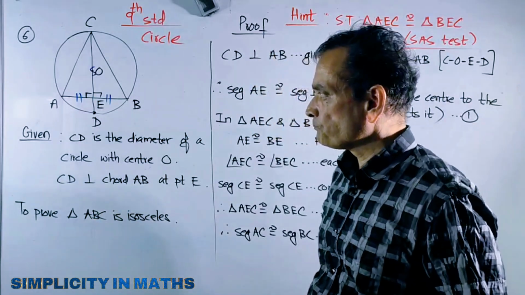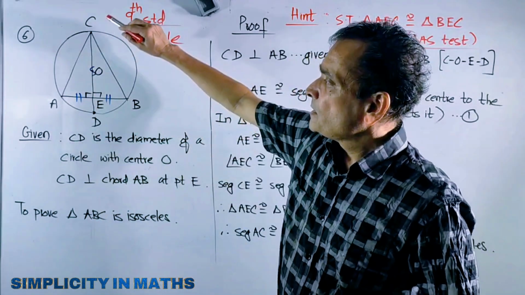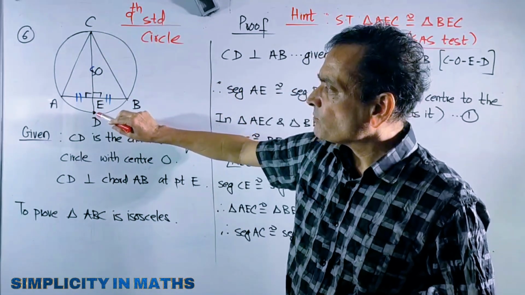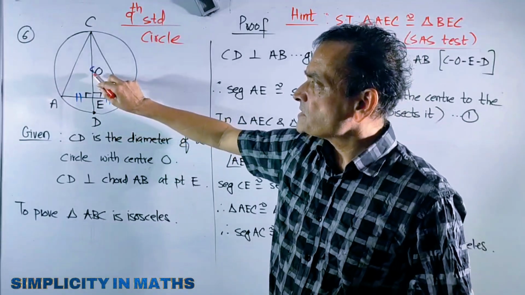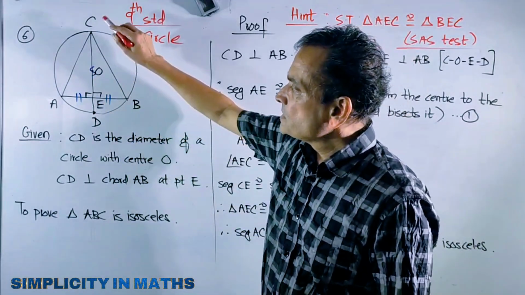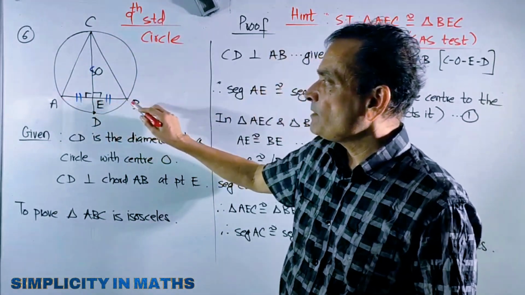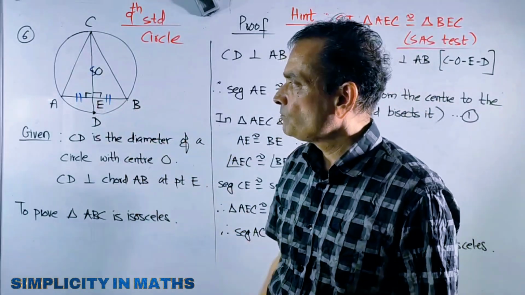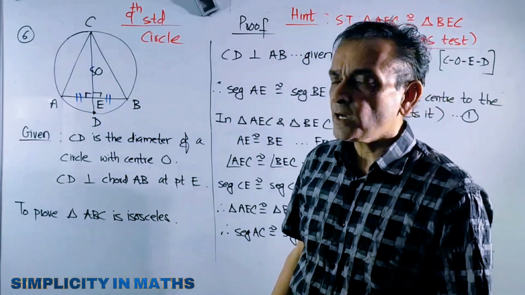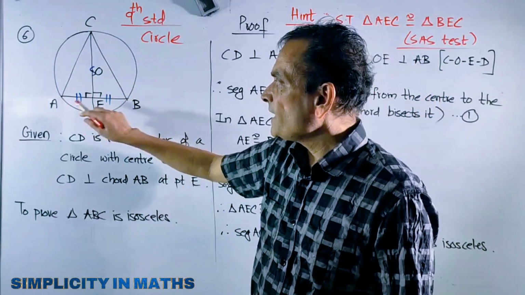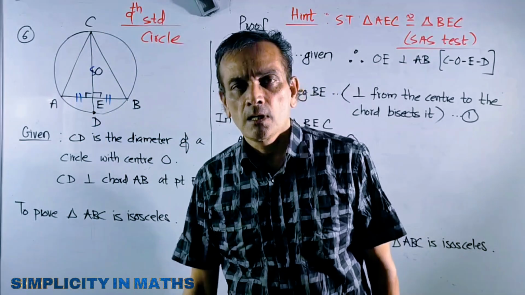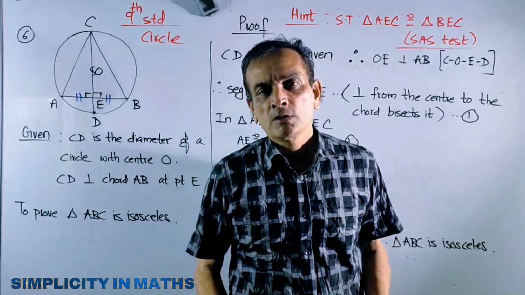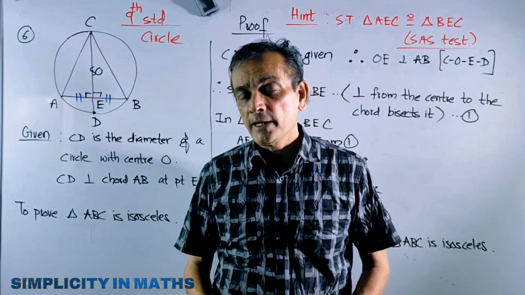Let us see how. देखो क्या दिया है. CD is the diameter of the circle with center O. CD perpendicular to chord AB at point E. Prove क्या करना है? Triangle ABC is isosceles. Now, how do you think about this? कैसा सोचना है ये important है.